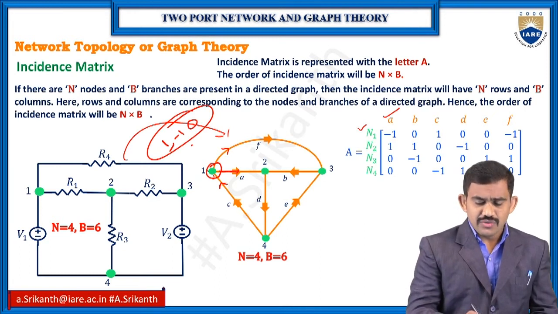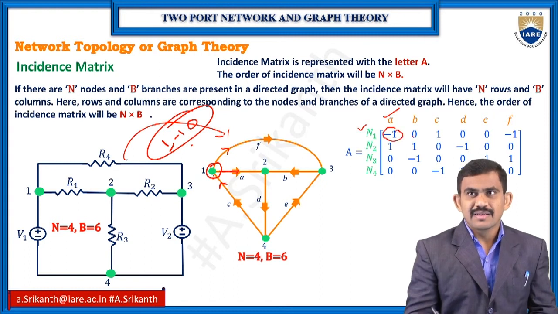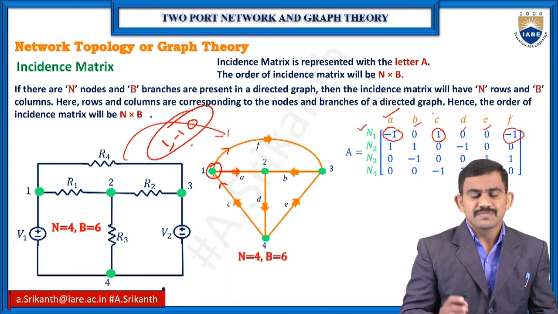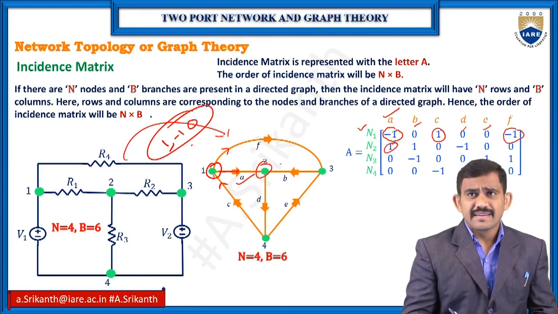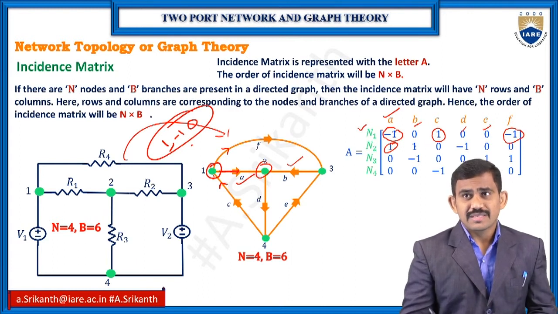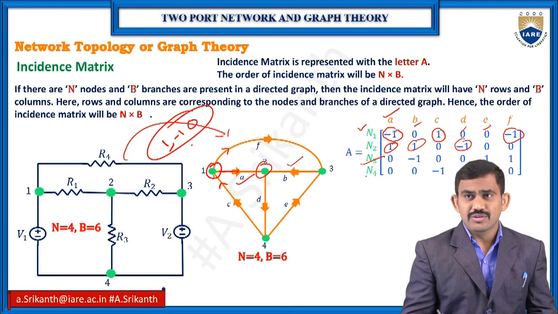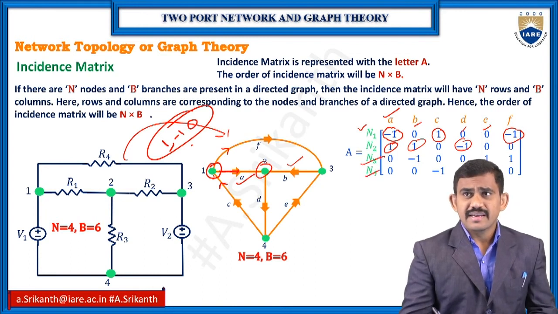For node 1 in this graph, A is outgoing, so minus 1, and C is incoming, plus 1, and F is outgoing, minus 1. Remaining is not connected, so 0. Coming to node 2, A is incoming, plus 1, and B is outgoing, so minus 1, and D is outgoing, minus 1. Remaining is not connected. If you observe the same for node 2, node 3 and node 4, the summation of these branch currents equals 0.